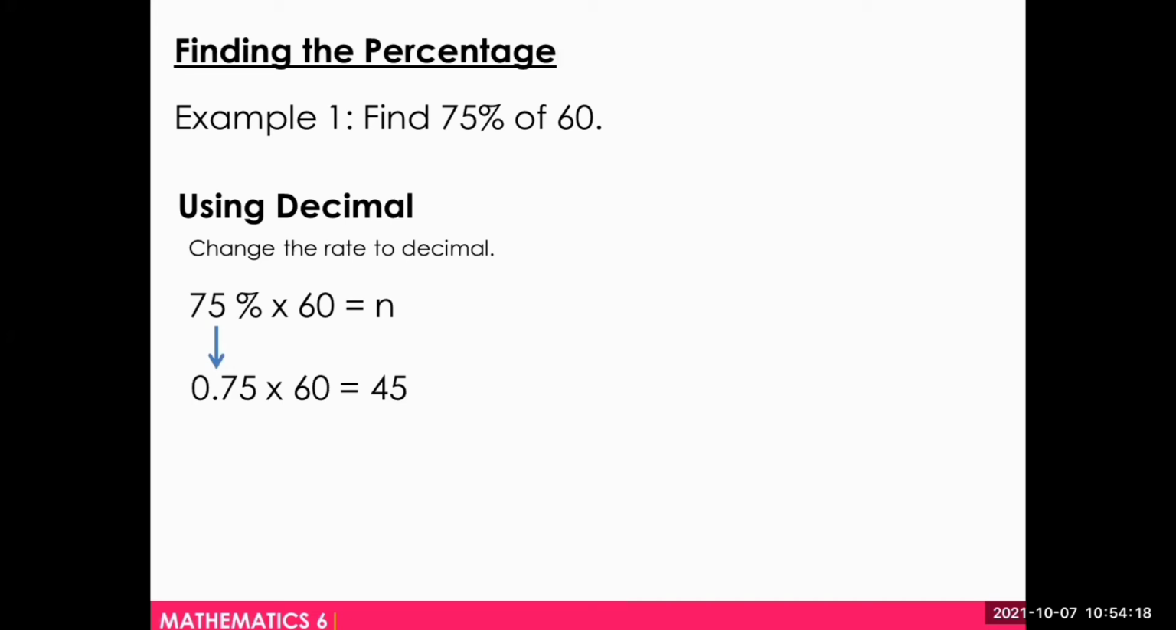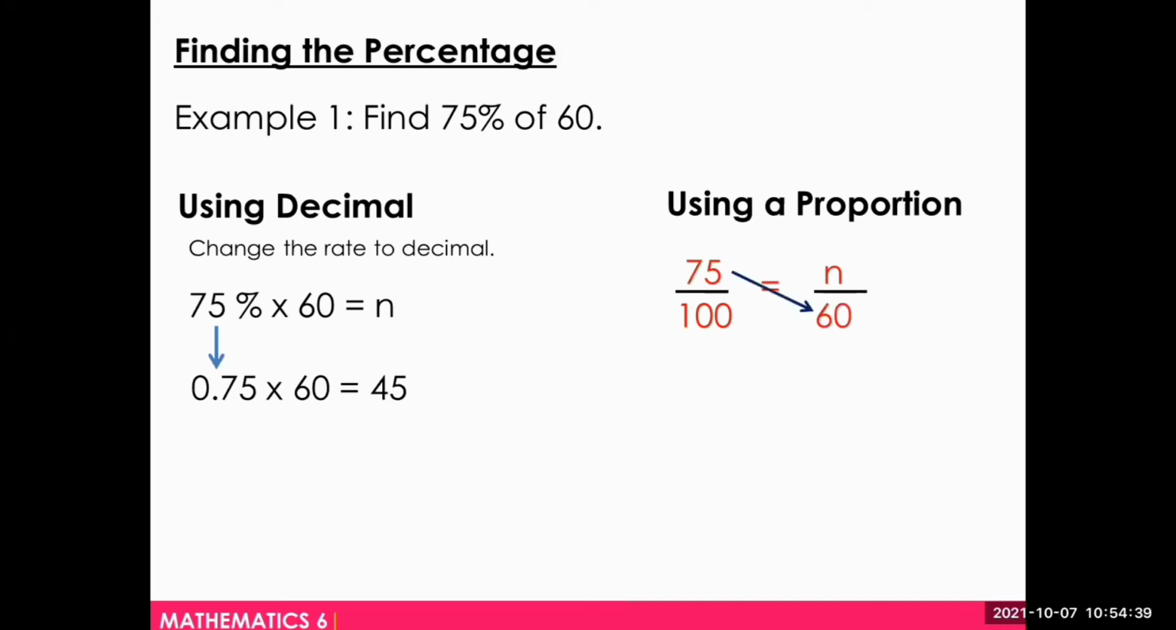But paano kung gagamitin naman natin ang technique using a proportion? Tingnan nga natin. 75%, isulat natin na 75 over 100 equals n over 60. So ilalagay natin doon percentage over base. Pwede na tayong mag-cross multiply. 75 times 60 equals 4,500. 100 times n equals 100n.